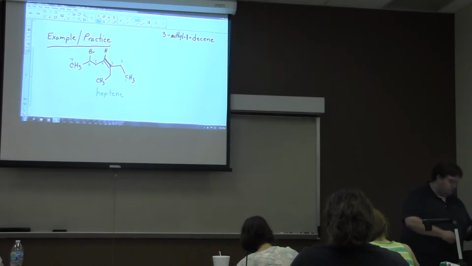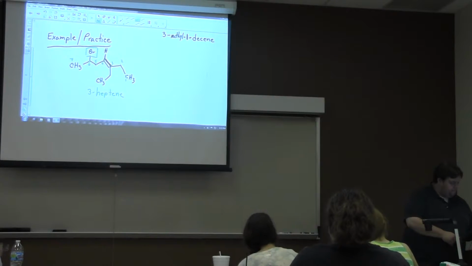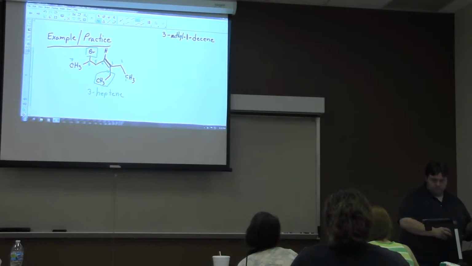Right, it should be the lowest possible number, so it's 3. So it's 3-heptene, very good. Now what do I have to do? Got to identify the substituents. So my substituents here are bromine. What's this fellow here? It's an ethyl group, right?